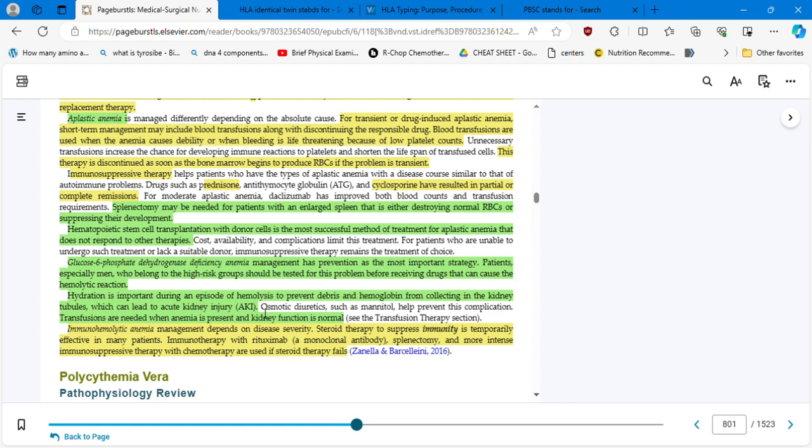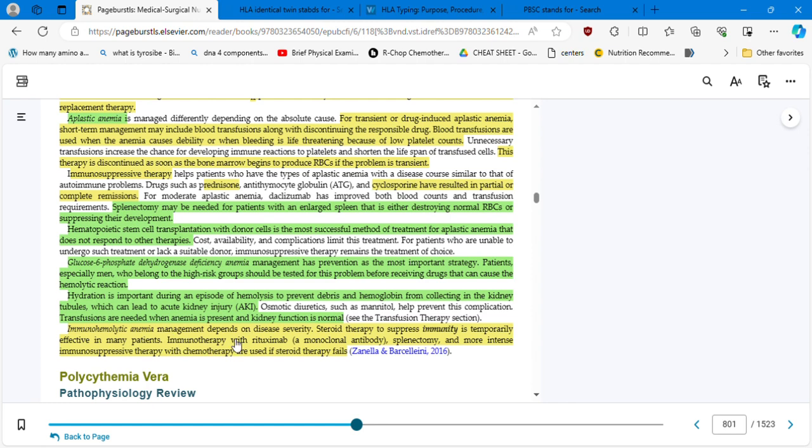This is another good habit, to drink a lot of water, right? So proper nutrition, stay away from bad habits, and increase hydration, no matter what the condition is. Transfusions are needed when anemia is present and kidney function is normal.